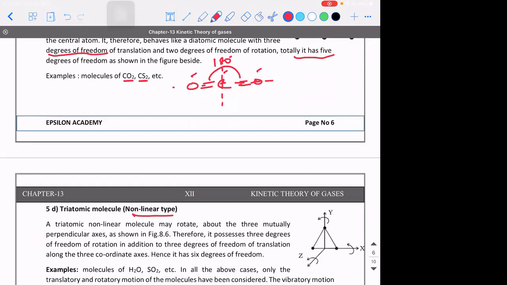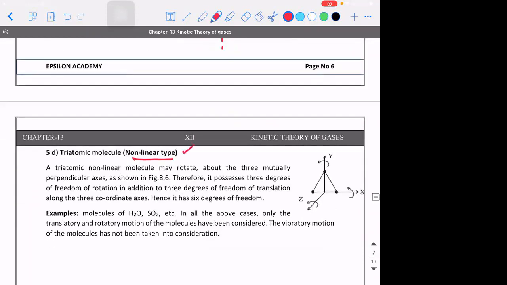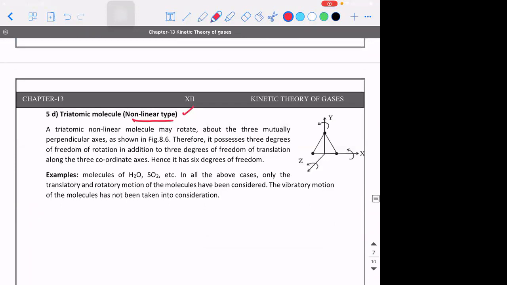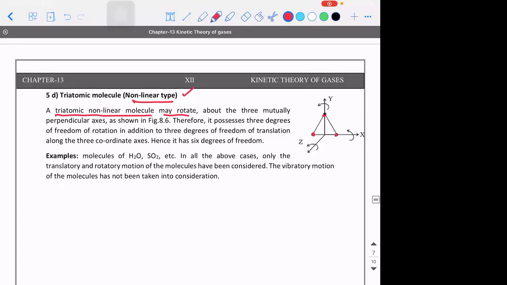Whereas when you talk about a triatomic molecule of non-linear type, all these things you would have learned in chemical bonding, right? So a triatomic non-linear molecule may rotate about 3 mutually perpendicular axes. Because it's non-linear, I can define 3 axes of rotation. So it will have 3 degrees of freedom due to rotation, in addition to the 3 degrees of freedom due to translation along the coordinate axes. Hence, a triatomic molecule of non-linear type has a total of 6 degrees of freedom.